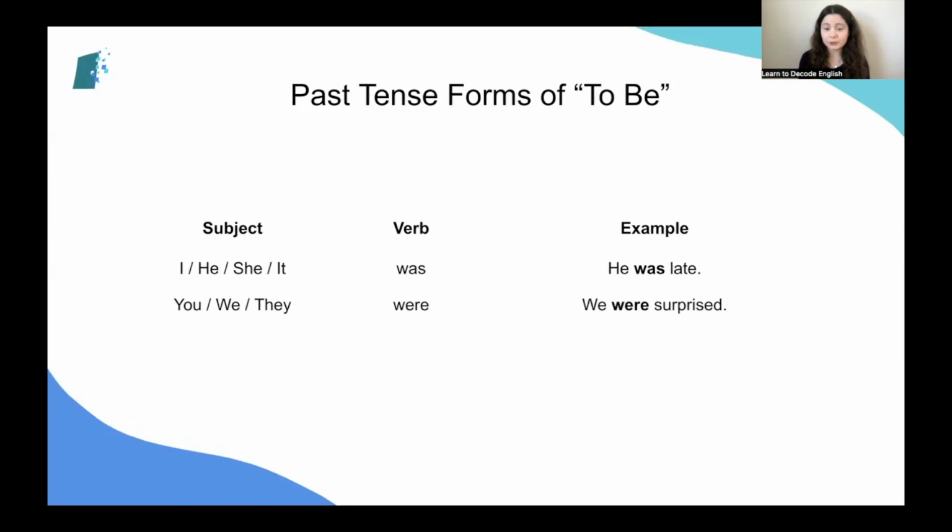So for singular, you can say, he was late. He was late because our subject, he, is singular. If we use a plural subject like we, we need to use the form of to be, were. We were surprised.